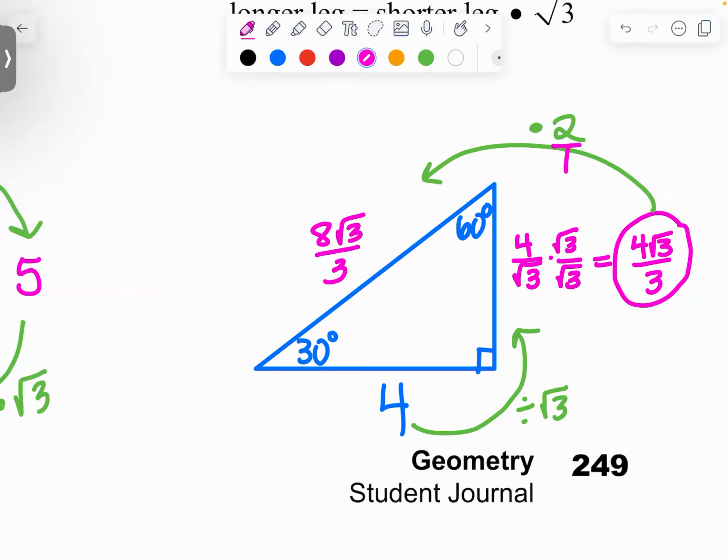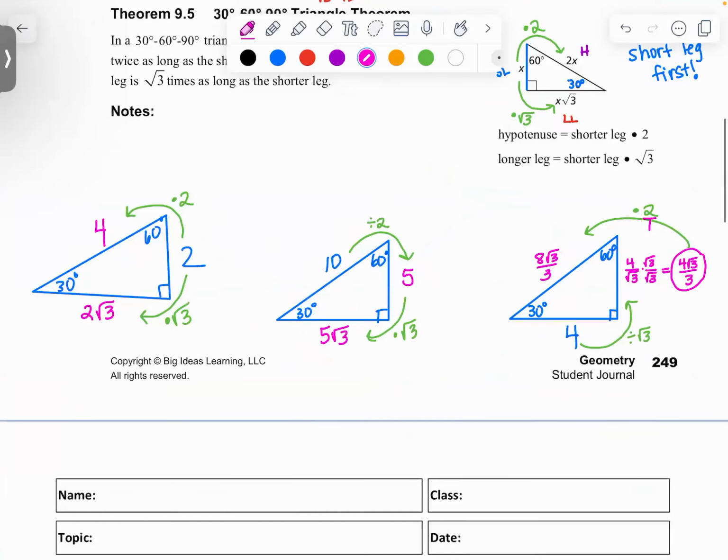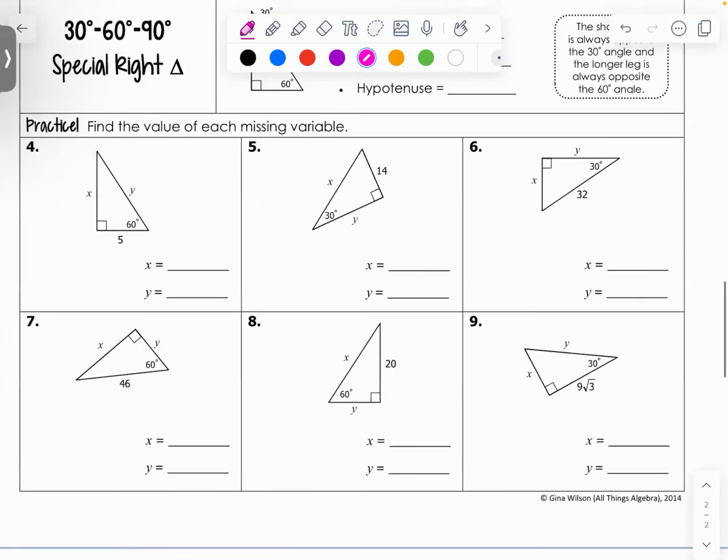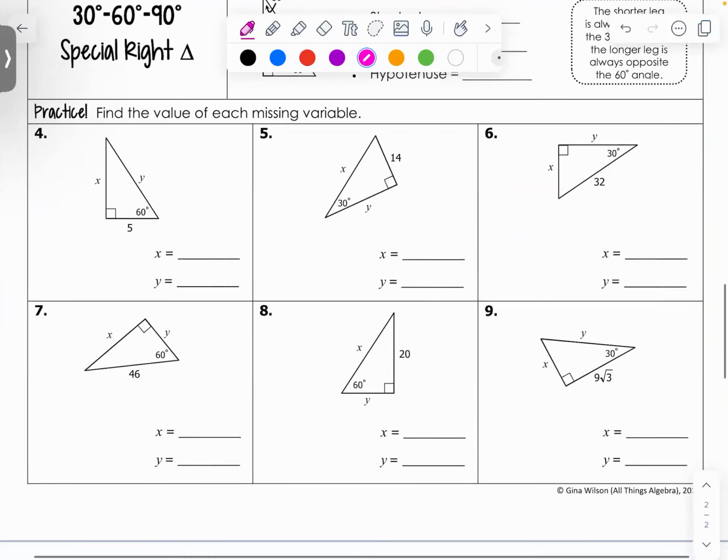Okay. So what I want you to do, I want you to go back to page 11. And I am going to have you do number 4, skip 5, number 6, skip 7, number 8, number 9. So I'm only having you do 4 problems. Okay, and I'll give you about 5 minutes to get it done. Okay, and then we'll go over it.